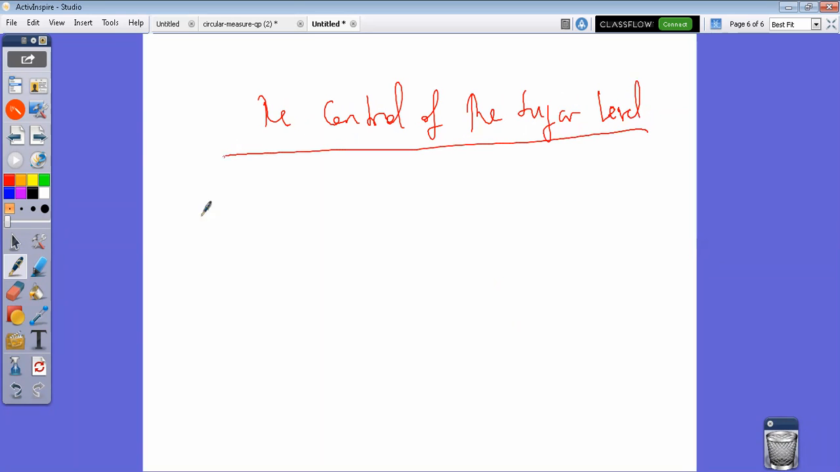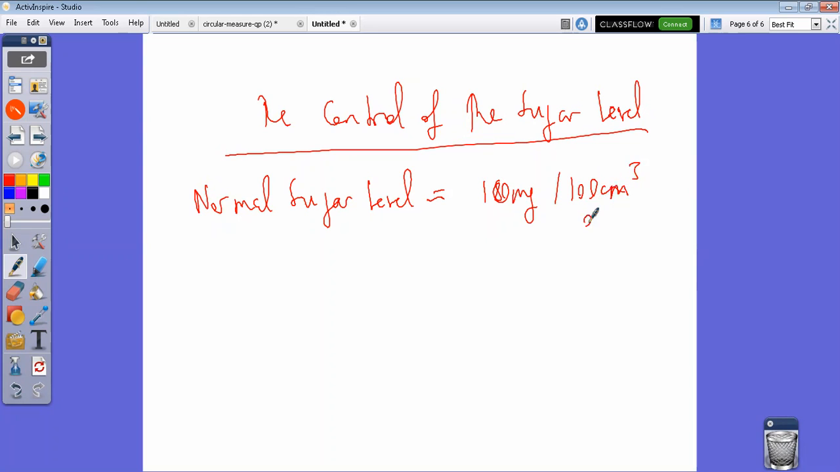So for a normal person, you don't have to remember the value. Normal sugar level is said to be about 180 milligrams, depending on the books, per 100 cubic centimeters of blood. Clear? Are we together then?